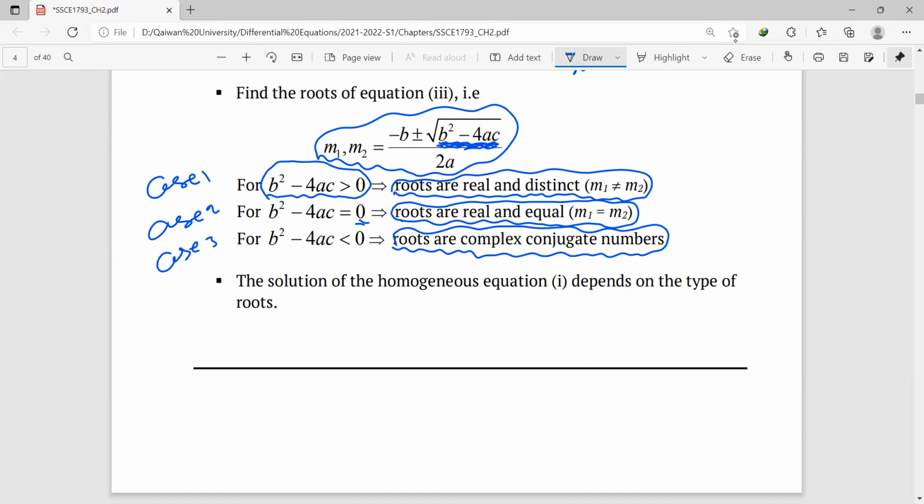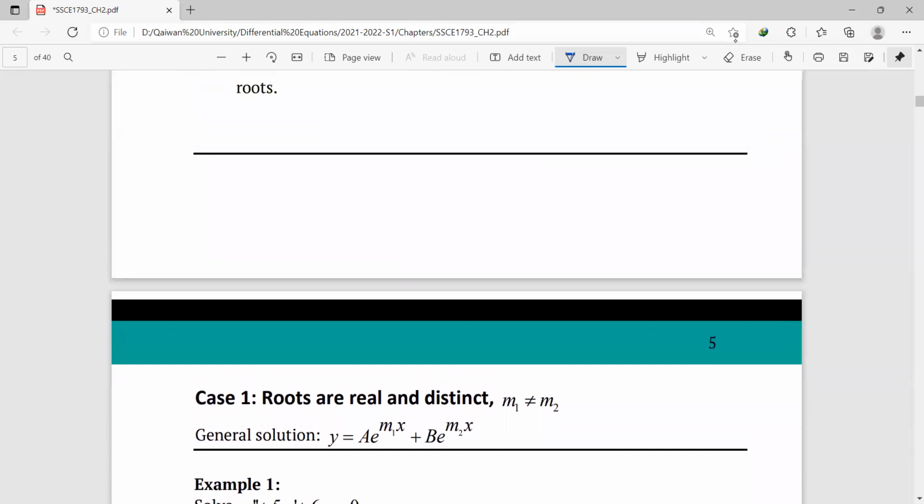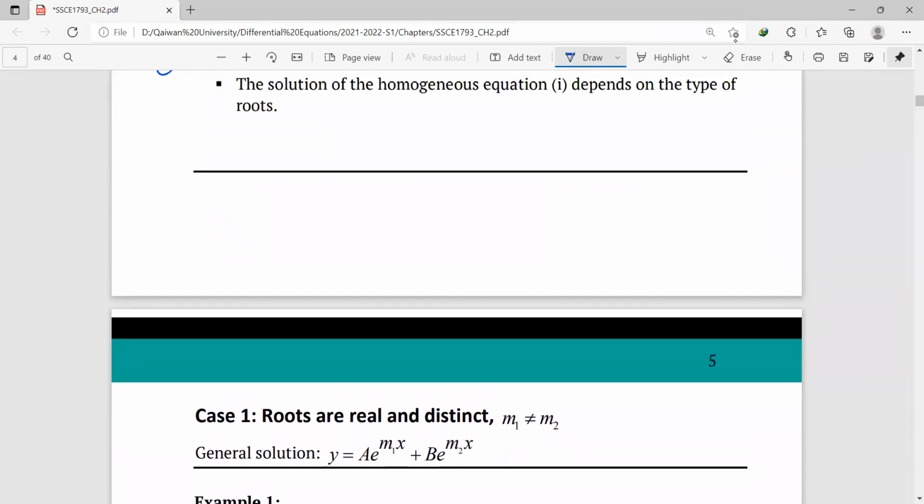For the first case, we say the solution is a times e to the power m1x plus b e to the power m2x. This is the general solution. But here we just need to find m1 and m2. That's all. If b squared minus 4ac is greater than 0, we say y equals a e to the power m1x plus b e to the power m2x. A and b are constants. Here we just need to find m1 and m2.